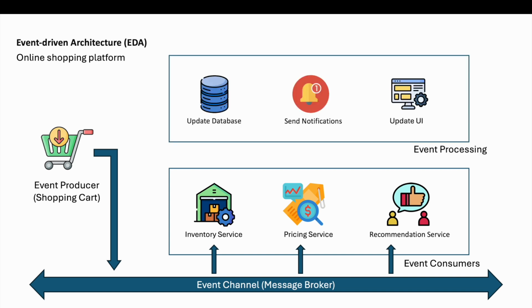Then for event processing, each service processes the event independently and takes appropriate actions like updating databases, sending notifications, or adjusting user interfaces. If you look at a real world analogy, a home security system acts much like an event driven architecture, where we have sensors, which are event producers, that detect movements or door and window openings. The security system, which is the event channel, receives these signals.